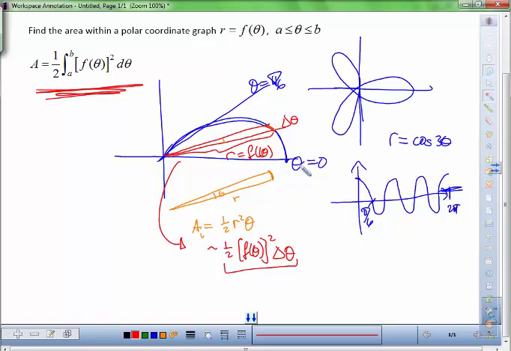So those little sectors will become part of a Riemann sum that will eventually become an integral. All right, so let's do a quick example. Since we are dealing with this rose petal, we can ask ourselves: find the area of everything, or find the area of one petal, or find the area of half a petal. And I think either of those would give us the answer to the rest.